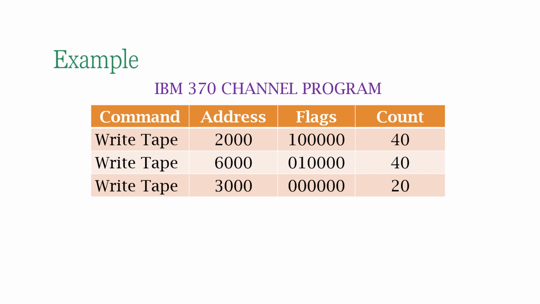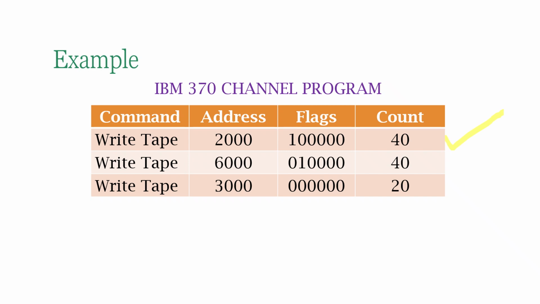Here is a channel program. This channel program contains 3 instructions. All these 3 instructions are supposed to write on the tape. Here the first command is considered. The starting address is given as 2000. So from the memory location 2000, it will be reading 40 bytes, and the first bit of the flag is 1, that represents it is the first command, and all these 40 bytes will be written on the tape. And secondly, we have a write tape command.